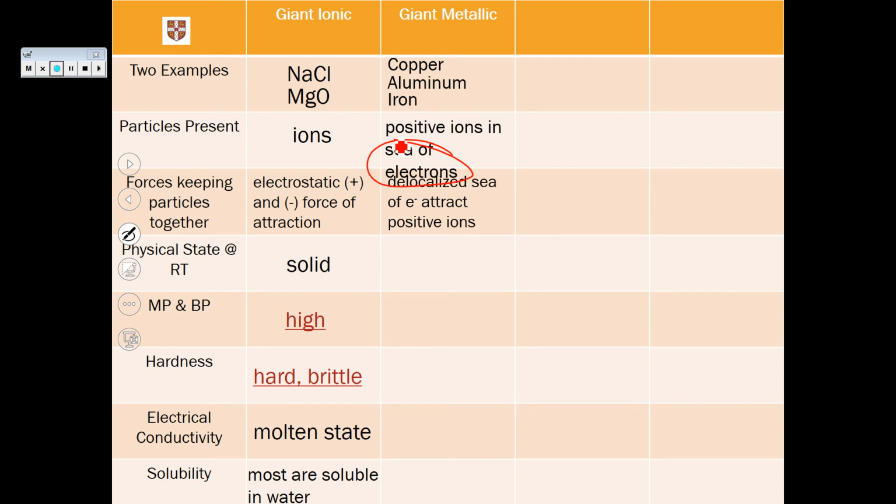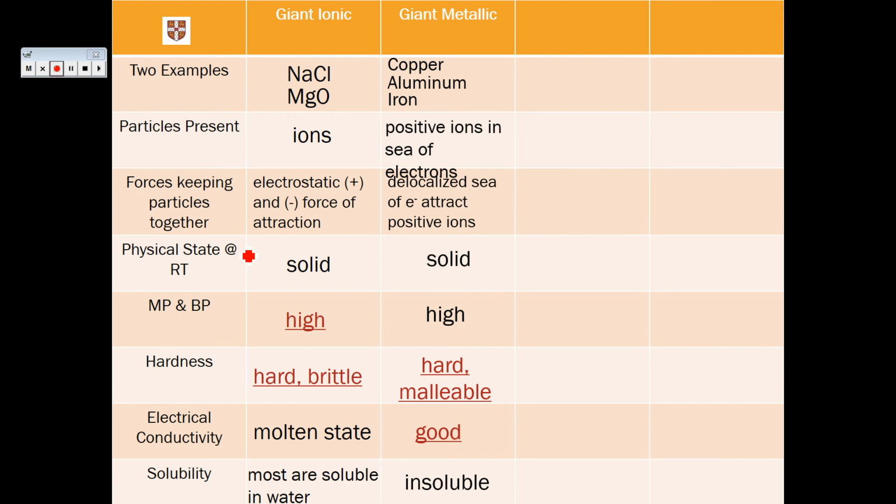The forces that keep them together, the delocalized sea of electrons attracting the positive ions. Physical state at room temperature, solid. High melting and boiling points. They are hard and malleable, good conductors of electricity, and they are insoluble in water.